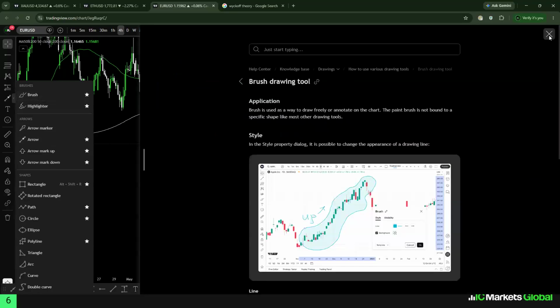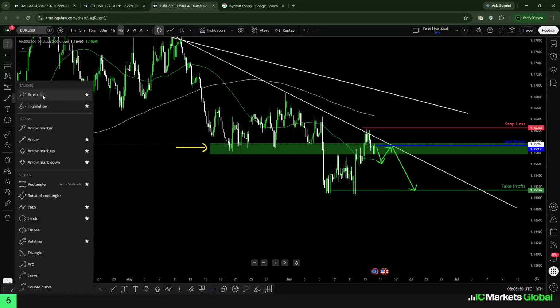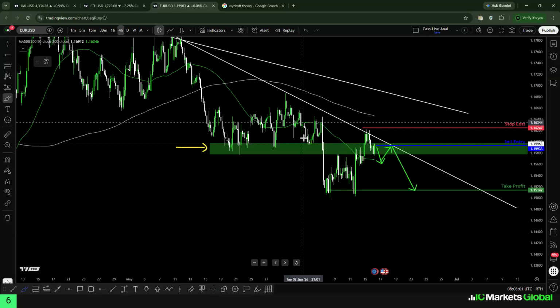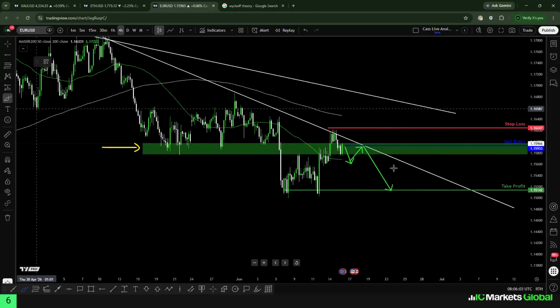Oh, sorry, I accidentally keep pressing on that. Oh, very cool, now TradingView has this question mark, click here to learn more. Very cool. Anyways, I don't need to learn more. I already know how to use this.